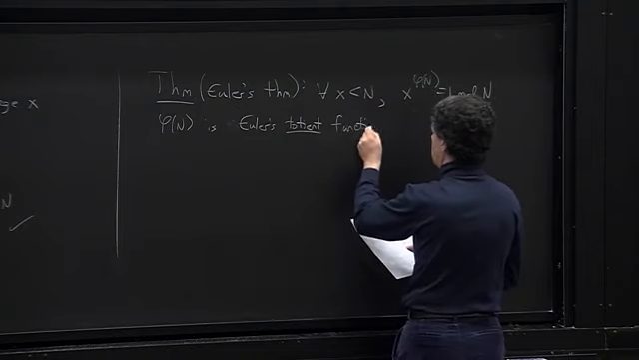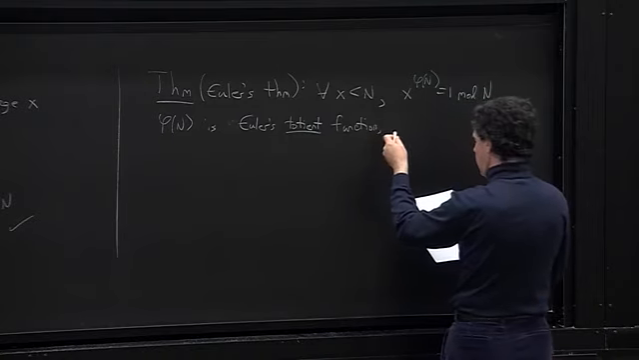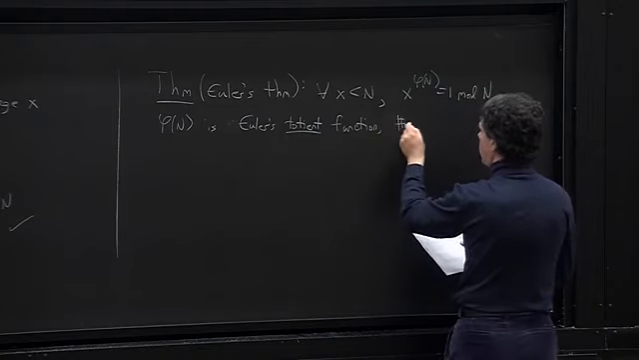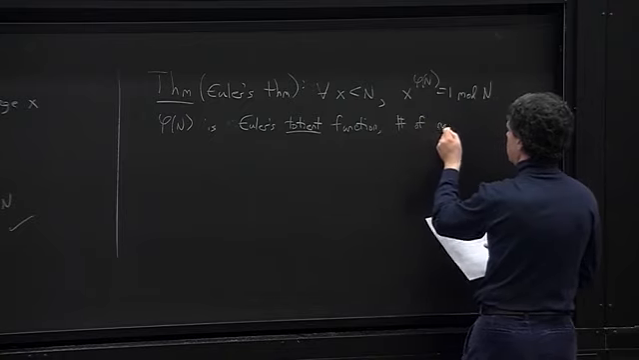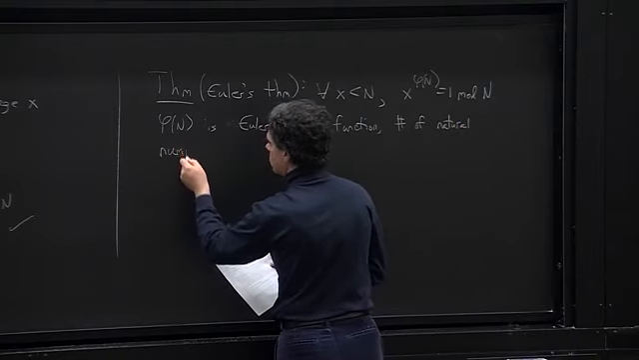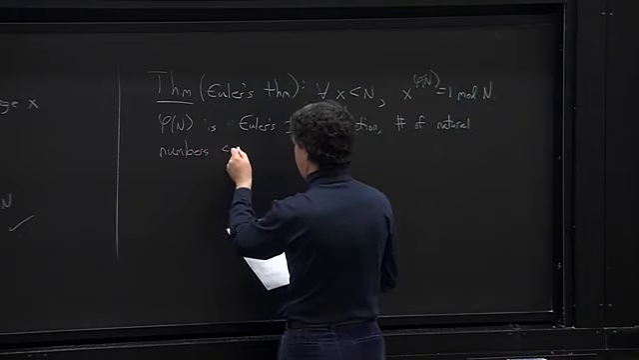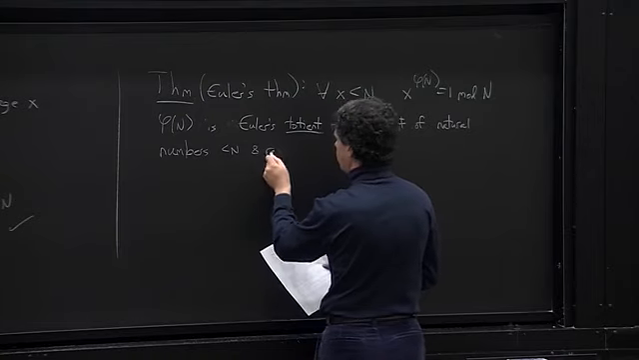I have no idea why. And it's equal to the number of natural numbers less than n and relatively prime to n.